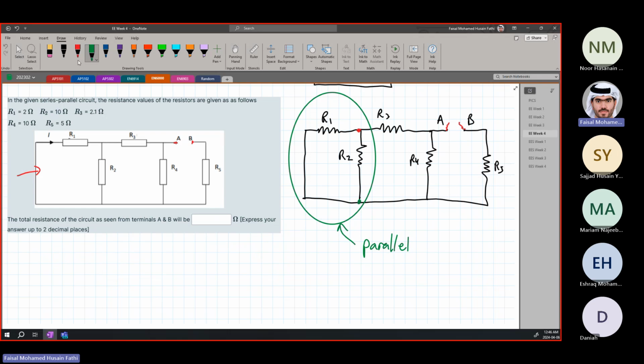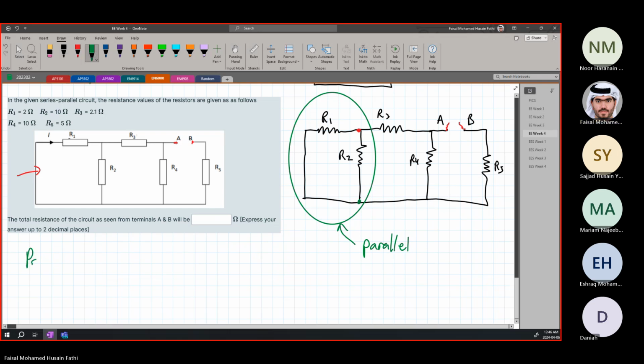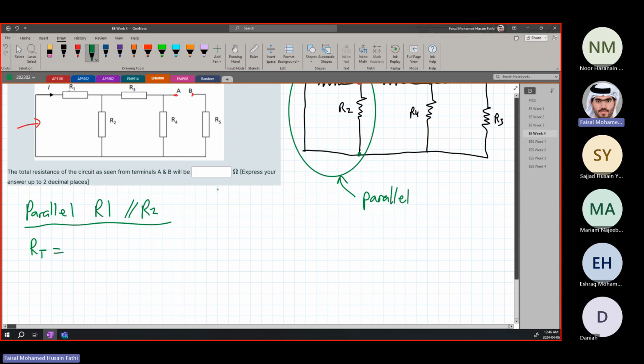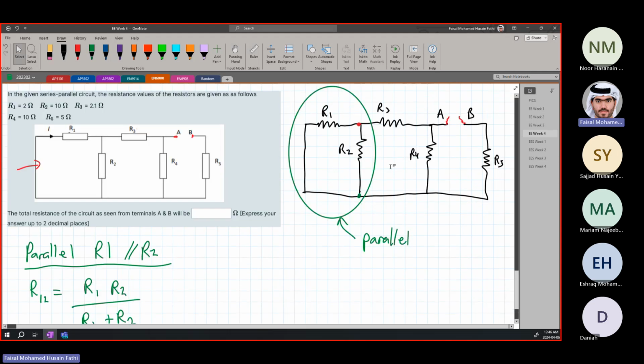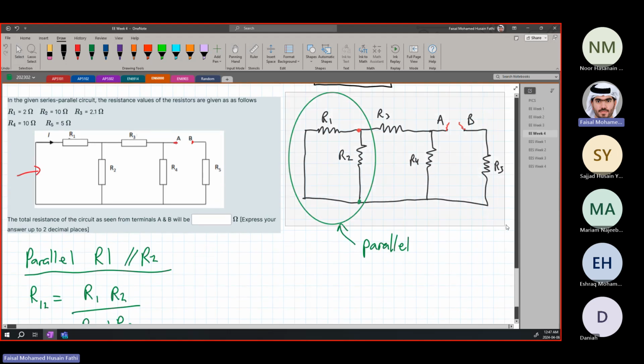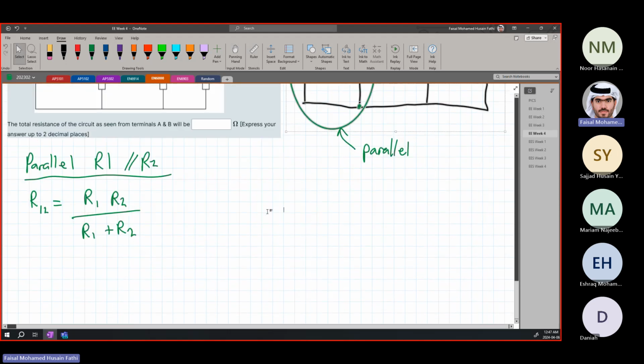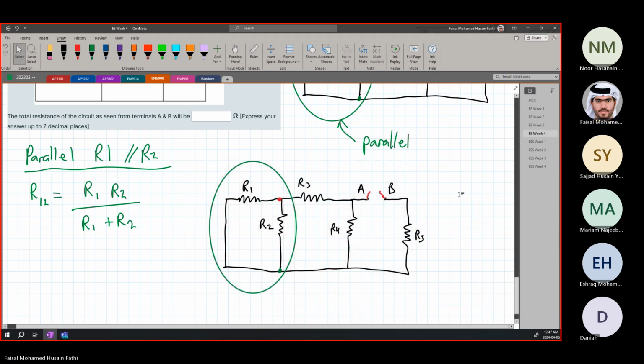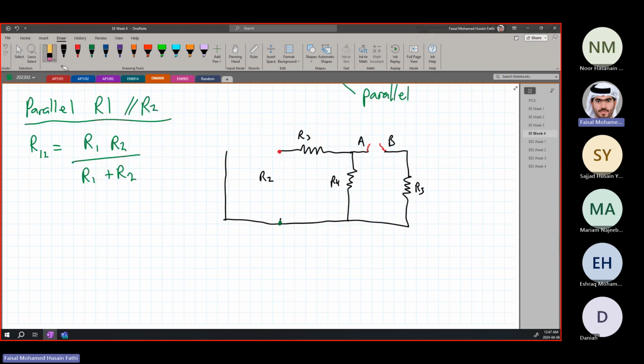And then, for now we know they're in parallel. For R1 parallel R2, what's the equation? RT is equal to, RT is not RT, let's call it R12, because we are not at the total here. R12 is going to be equal to R1 R2 over R1 plus R2. Okay, I'm not going to put numbers. I just want to show the concept of it. You put in the numbers for the resistors and you will get the final answer. And then you will simplify this part. This part is all going to go away.